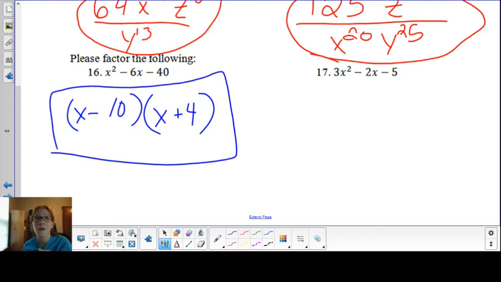It does not say solve, it just says factor. So we're not going to have any equal parts. So just factor, no equals.